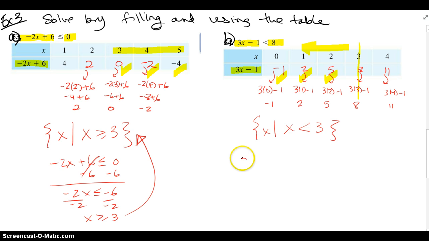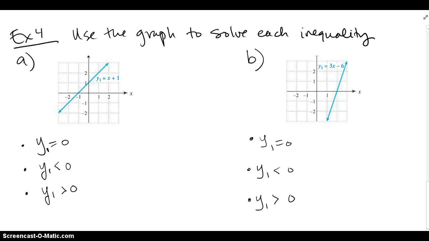And again, I can quickly test that doing it algebraically as well, or symbolically. That's going to give me, I don't have to flip the inequality, x is less than 3, which is the same thing I got from the table. Okay, so we did inequalities symbolically, where we used algebra to solve it. Then we did it with a table, where we analyzed the table, and now we're going to solve inequalities with a graph.